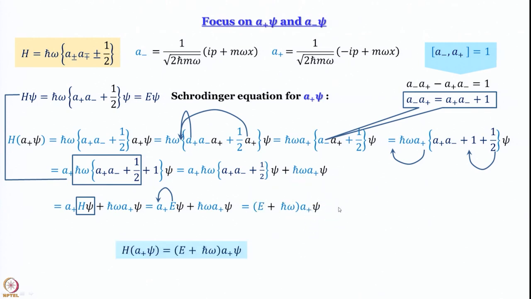Okay? So, what is the final equation? The left hand side was H operating on A plus psi. The right hand side has become E plus H cross omega multiplied by A plus psi. Remember, A plus psi is a function. Let us call it psi dash. So, what we get is H operating on psi dash gives us the same psi dash, A plus psi, back, multiplied by this time E plus H cross omega. This is a beautiful result. It is an eigenvalue equation, and the eigenvalue is the energy of the earlier wave function psi plus H cross omega.